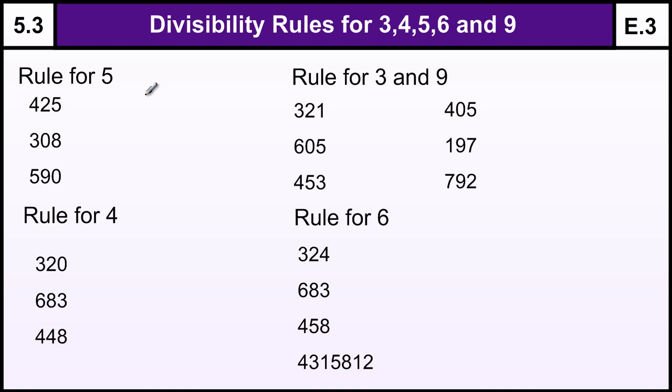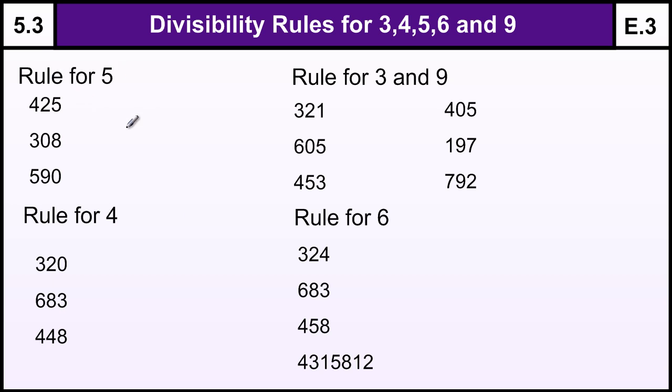Level 5, Grade E, Divisibility Rules for 3, 4, 5, 6 and 9. Divisibility rules are the rules that tell you whether a number can be divided by a particular number. So for example, if a number ends in 0, I know 10 goes into it exactly. And also if a number is an even number, so it ends in 0, 2, 4, 6 or 8, then 2 goes into it exactly.